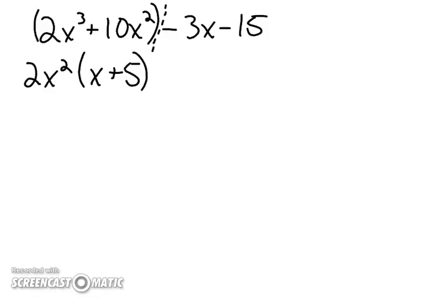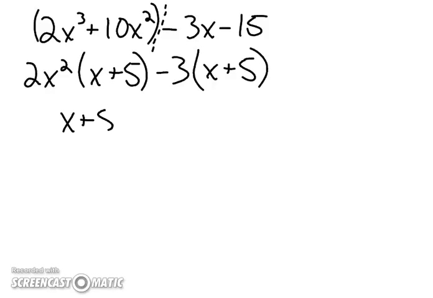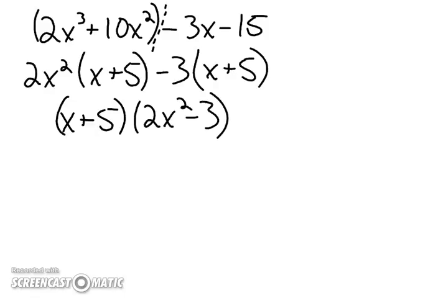Now, we need to make sure that x plus 5 is in the parentheses for the second part of the problem. So we're going to have to pull out that negative. We're going to pull out the negative 3. And when we do that, what's left is x plus 5. The x plus 5s are in common, so we pull them out front. And we are left then with 2x squared minus 3.